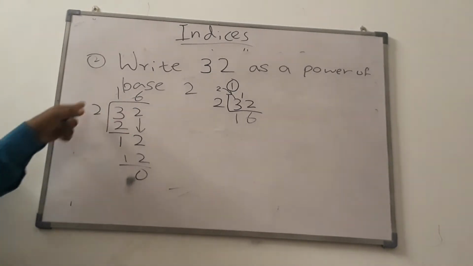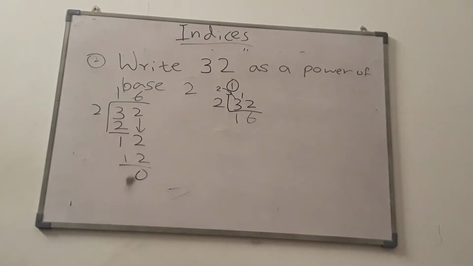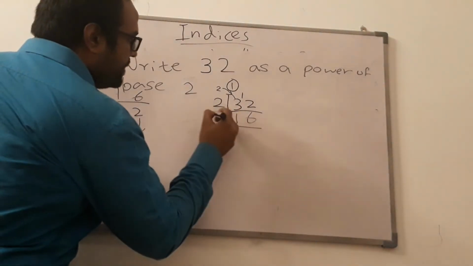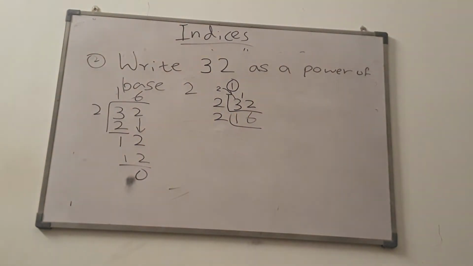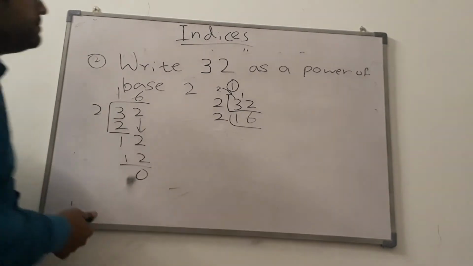So 32 means 2 times 16. When we divide 32 by 2 we get 16. Here also when we divide 32 by 2 it is 16. Now I am going to divide 16 by 2. How many 2s are there in 16? 2 times what is 16? 2 times 8.